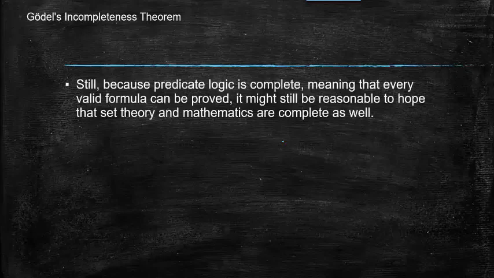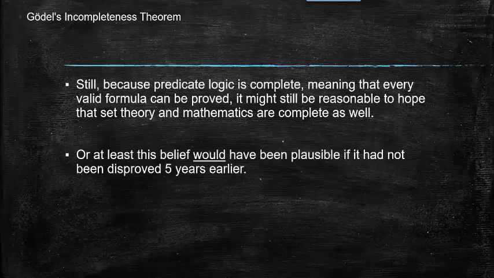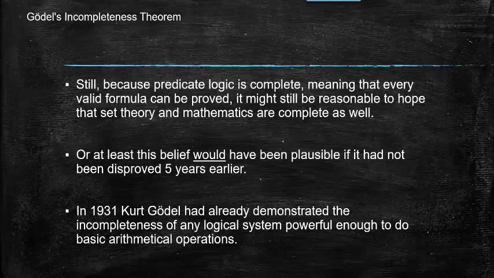Still, because predicate logic is complete, meaning that every valid formula can be proved, it might still be reasonable to hope that set theory and mathematics are complete as well. Or at least this belief would have been plausible if it had not been disproved 5 years earlier. In 1931, Kurt Gödel had already demonstrated the incompleteness of any logical system powerful enough to do basic arithmetical operations.